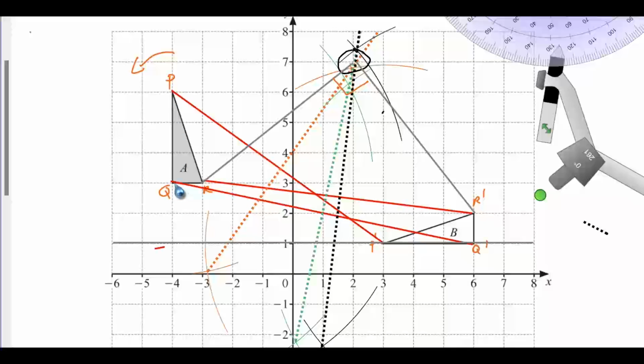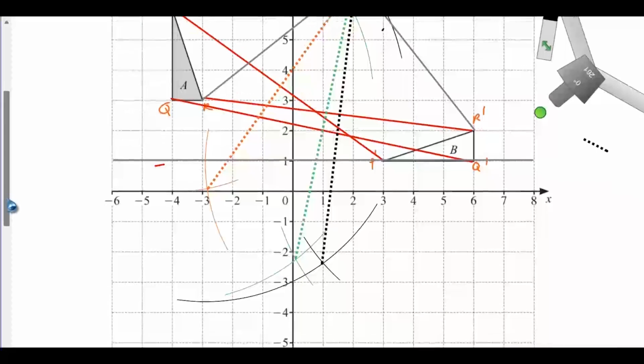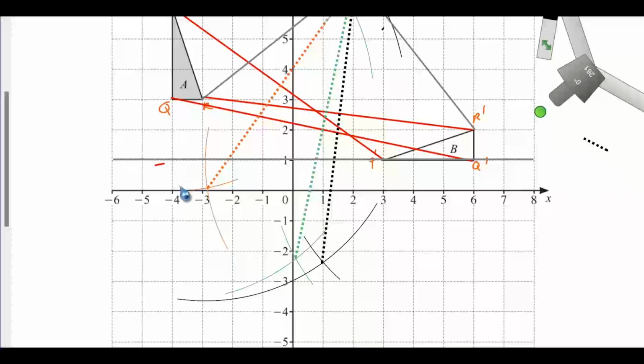1, 2, 3, 4, 5. So we need to transfer 5 to the other side from here. 1, 2, 3, 4, 5. So that means we are going to have point P prime prime here. This will be P prime prime.